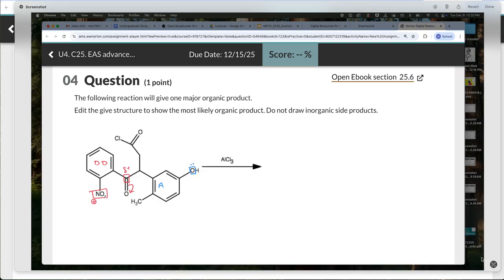Relevance. Okay. So I figured it out. It's an activator, but it's only going to react at the ortho position because we need a hydrogen, and there's no hydrogen on this ring. Does atom X have more electrons than hydrogen? Yes, it is an activator.